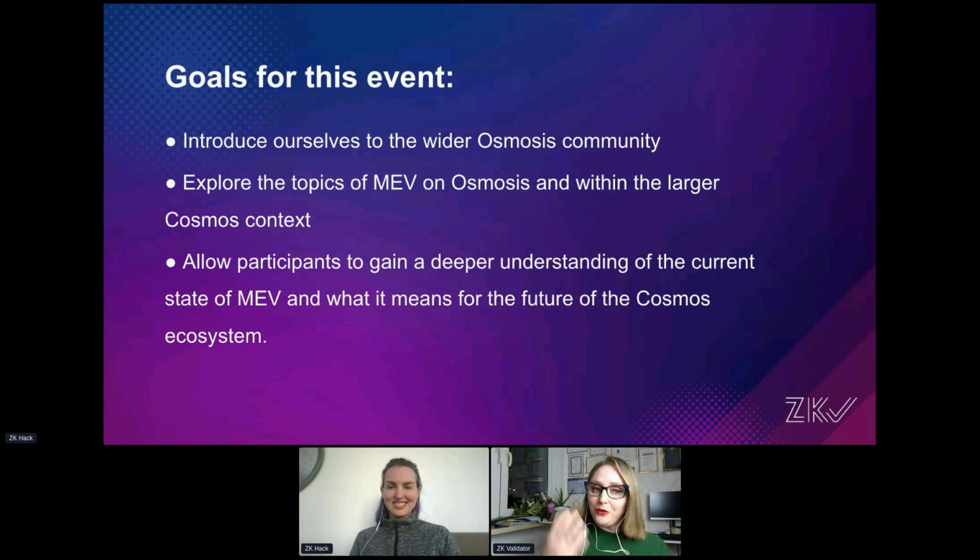Goals for this event. We want to introduce ourselves to the Osmosis community. We want to show you who we are, what we are doing, how amazing the things are that we can do together. We also want to explore the topic of MEV on Osmosis and within the larger community context. This is something that is really new and exciting. I know I'm going to learn a lot today, so I'm very happy to be here and participate in it. And we also want to allow the participants to gain a deeper understanding of the current state of MEV and what it means for the future of the Cosmos ecosystem, because I'm pretty sure it's going to be one of the most interesting topics for the next months.